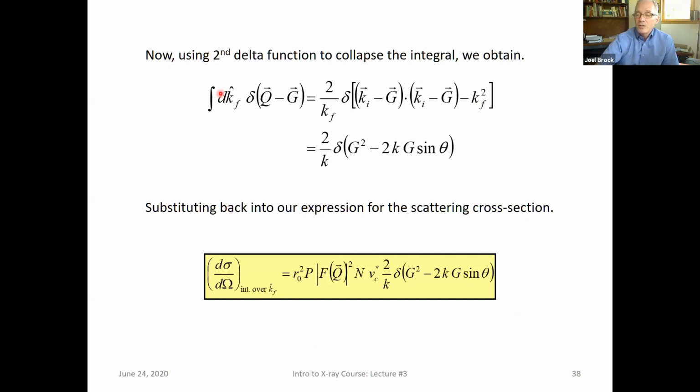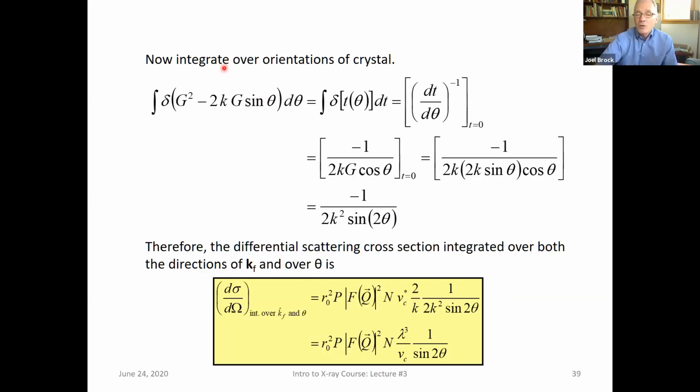My original integral I've now recast into this form, where the angle from the dot product is the angle between the incident wave vector and the reciprocal lattice vector. I can substitute that back into my original delta function expression, and the whole integrated delta function is now this thing. If I now take that form and integrate over rotating the crystal, I do another integral over this theta variable. Again, I do some algebra, don't worry about it, but the answer is something that goes like 1 over k squared and 1 over sine 2 theta.